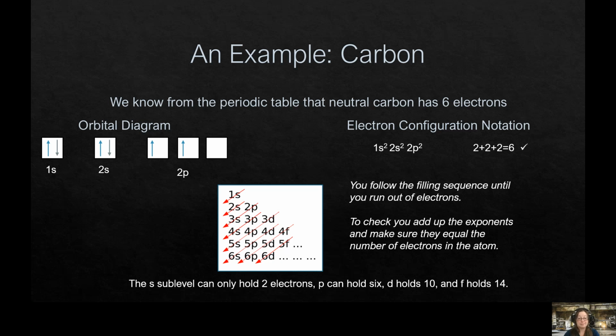Now to write this, which is much shorter than drawing the diagram, you're going to write it as 1s2, 2s2, 2p2. Okay, and if you draw an orbital diagram, you can actually use that to make your electron configuration notation, or you can follow that filling sequence until you run out. So you've got 2 in the 1s, 2 in the 2s, 2 in the 2p. Those match up. Then to check it, we're going to add up those exponents, those 2's. 2 plus 2 plus 2 is 6. It checks: 6 electrons.